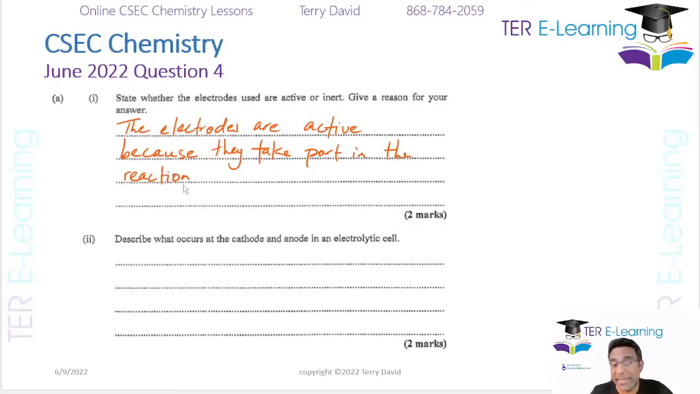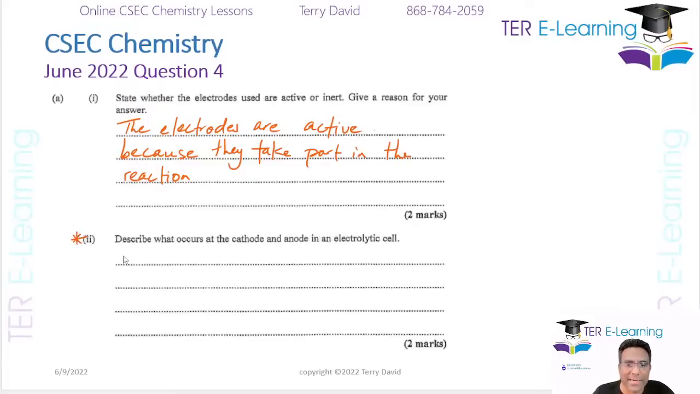Right? That's what's happening here. They take part in the reaction, right? The next part: describe what occurs at the cathode and anode in an electrolytic cell. Alright, so let me read what it's saying here. Describe what occurs at the cathode and the anode in an electrolytic cell.